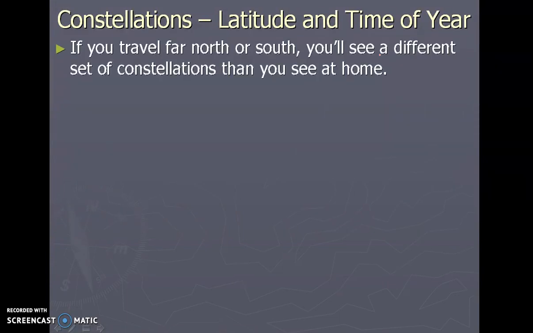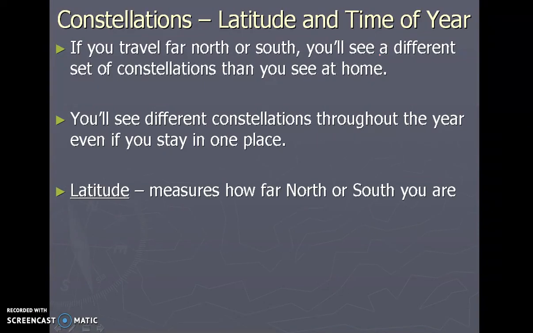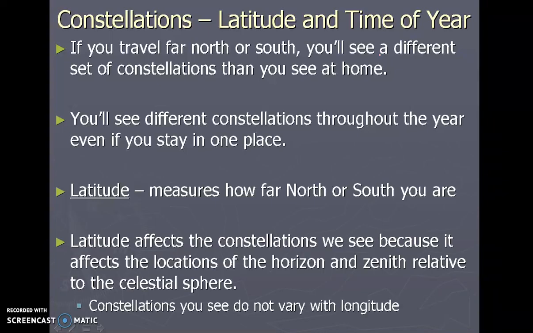So the constellations that appear to you will depend on both your latitude and the time of year. If you travel far north or south, you'll see a different set of constellations than you see at home. And you'll see different constellations throughout the year, even if you stay in one place. So latitude, remember, measures how far south or north you are. So the latitude affects the constellations we see because it affects the location of the horizon and the zenith relative to the celestial sphere. Now keep in mind that the constellations you see do not vary with longitude.